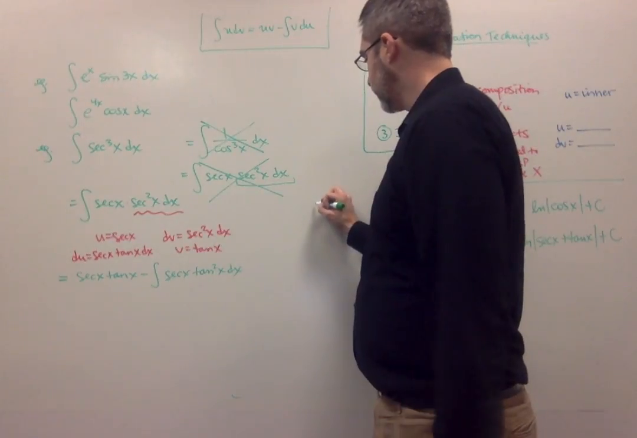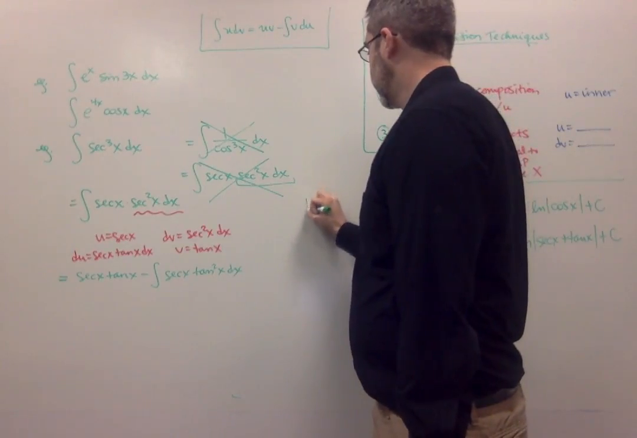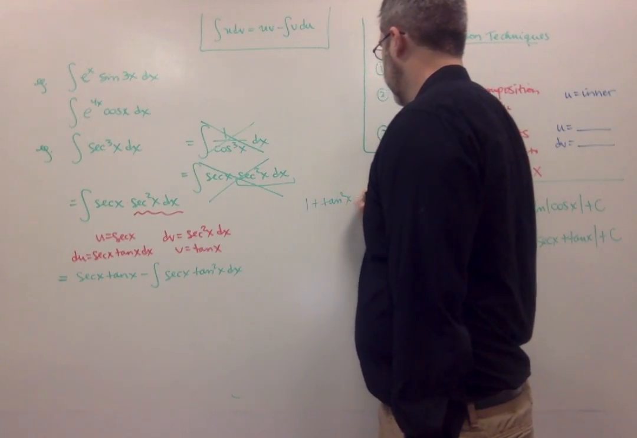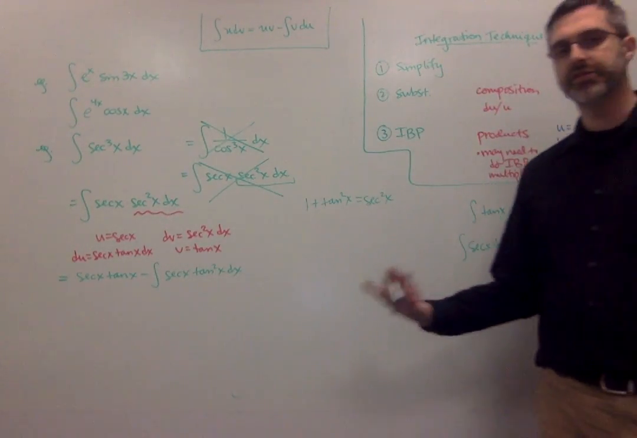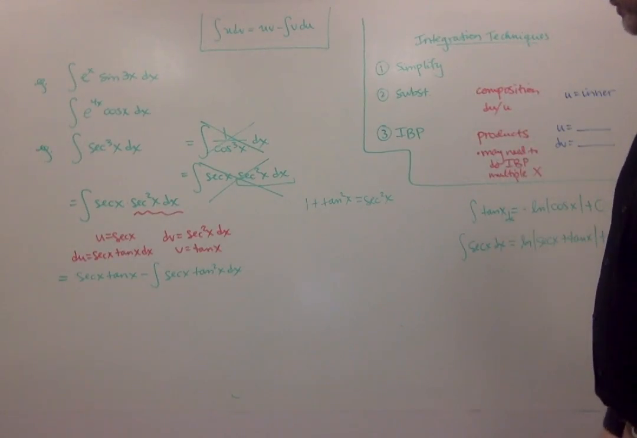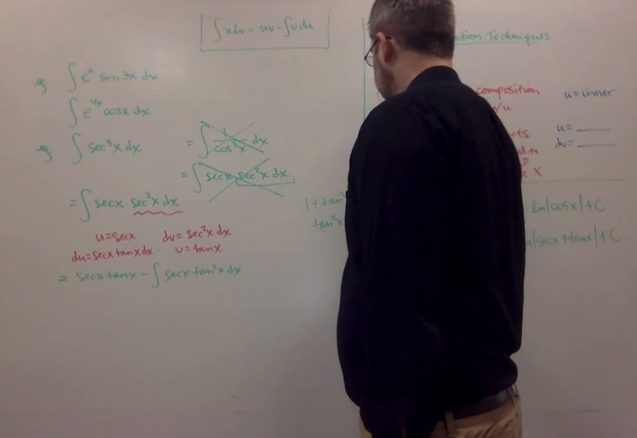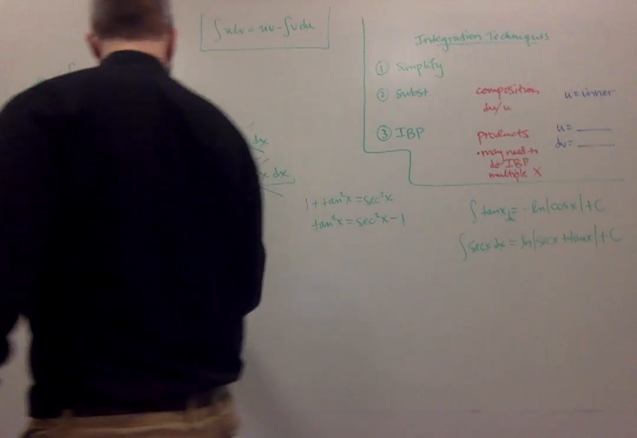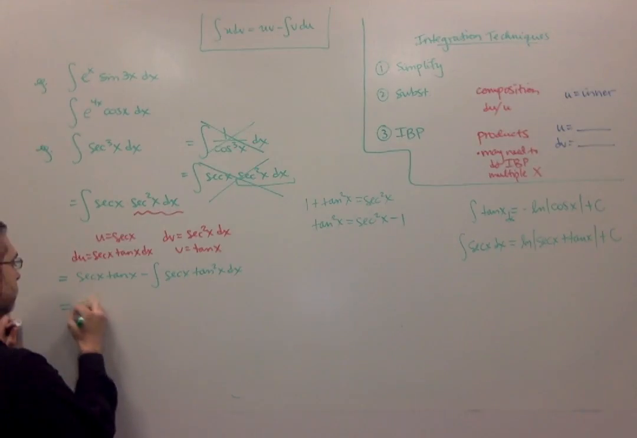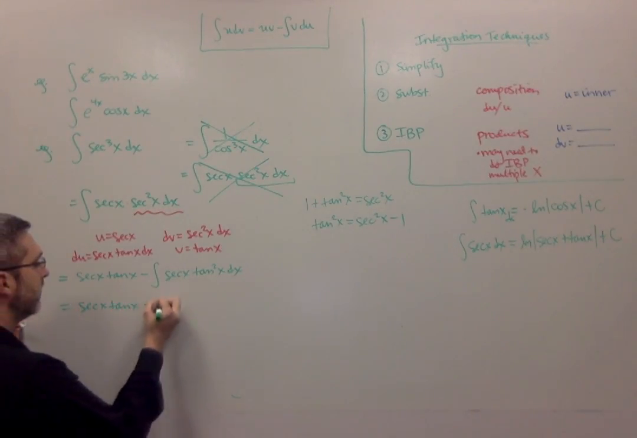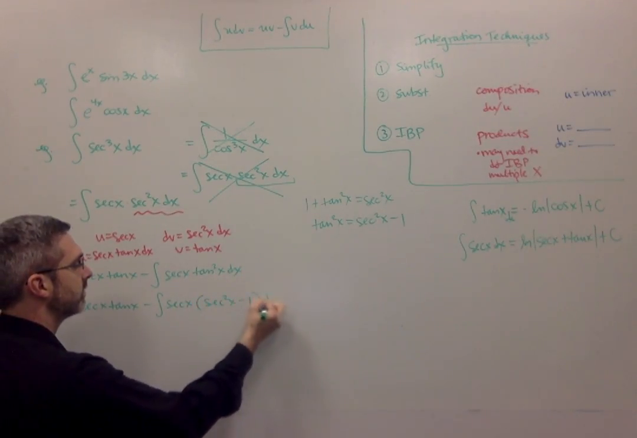There's actually an identity that we have between tangent and secant. 1 plus tangent squared is secant squared. Do you remember this identity? It came from sine squared plus cosine squared equals 1. So 1 plus tangent squared is secant squared, so tangent squared is actually secant squared minus 1. So I'm just going to sub in, for that tangent squared, secant squared minus 1.